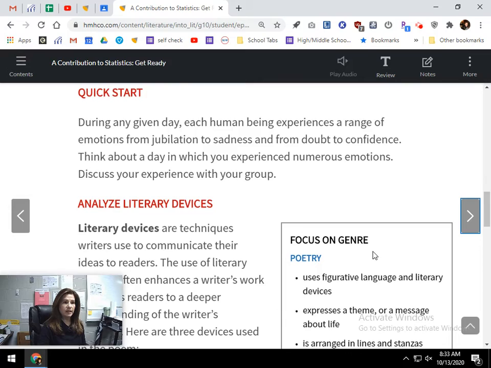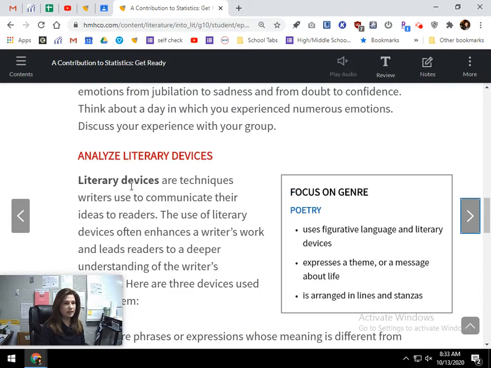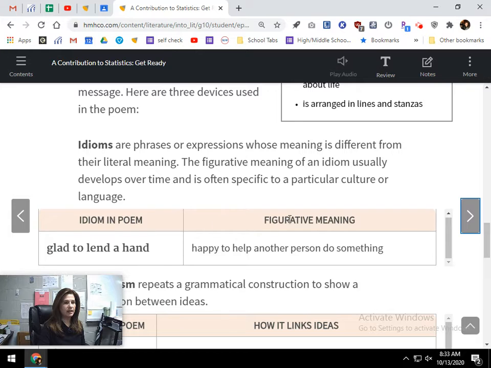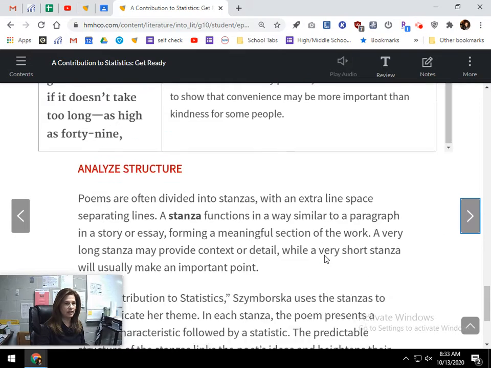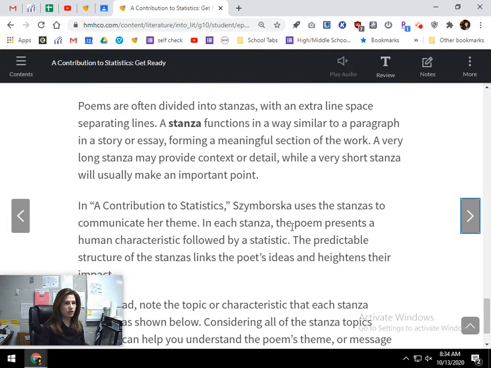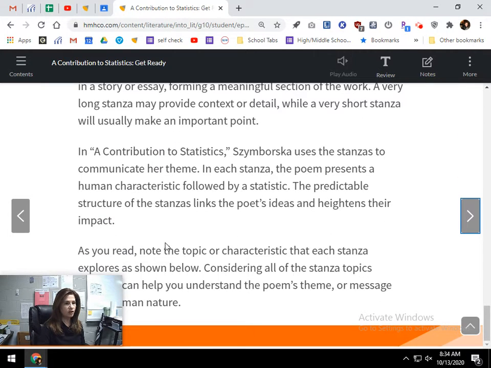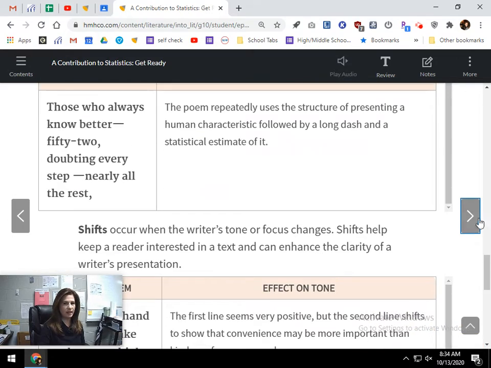And then you needed to read the Get Ready. You definitely need to know what idioms are. That will be on your test. And parallelism in a poem. That will be on your test. And also how poems can shift in tone or in the way that they're structured. That's also going to be on your test. So I encourage you to reread this page.